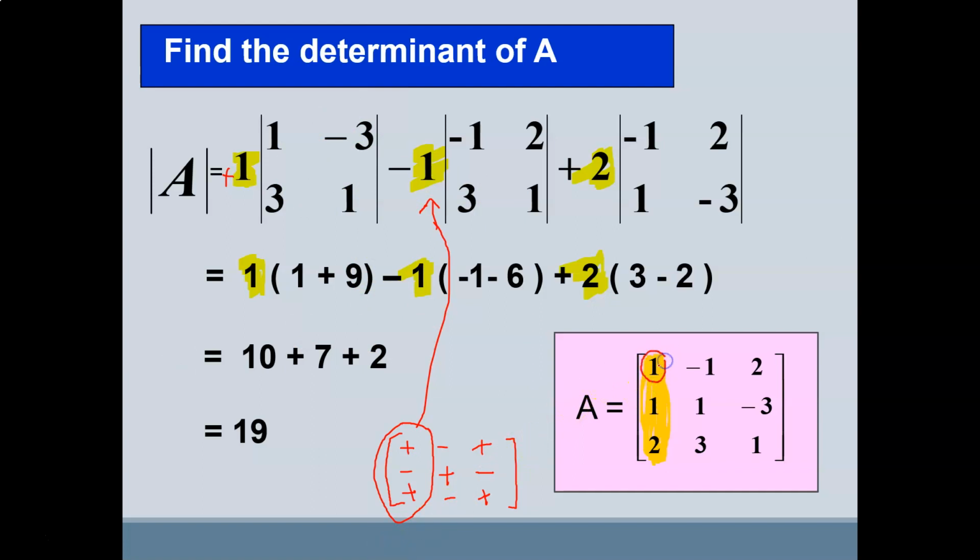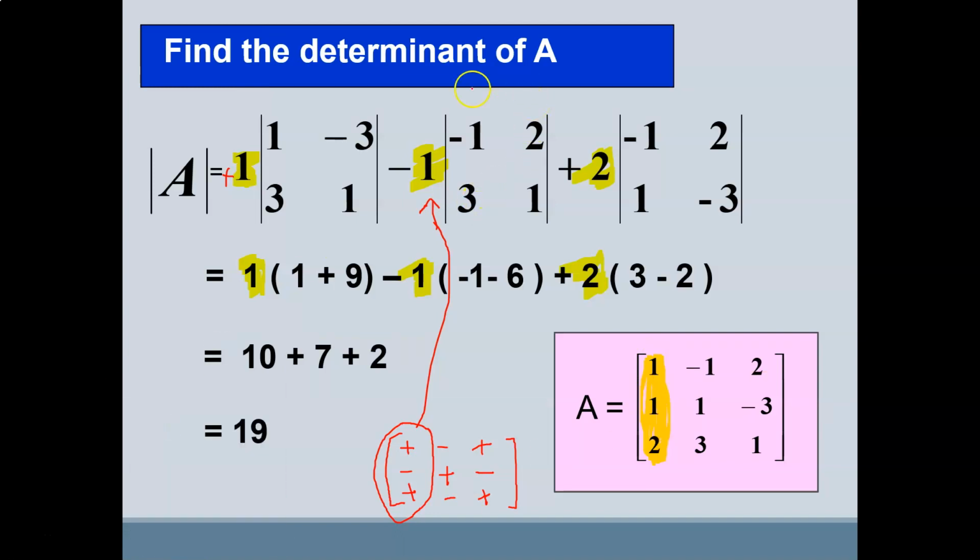1, kan dekat ni. So, you tutup the first column of 1 and the first row of this one, the first row. So, you tutup yang ni, tutup yang ni, tutup yang ni. Yang tinggal adalah 1, negative 3 and 3, 1. That's why you have this one. Sama juga untuk yang second one, you will have like this.